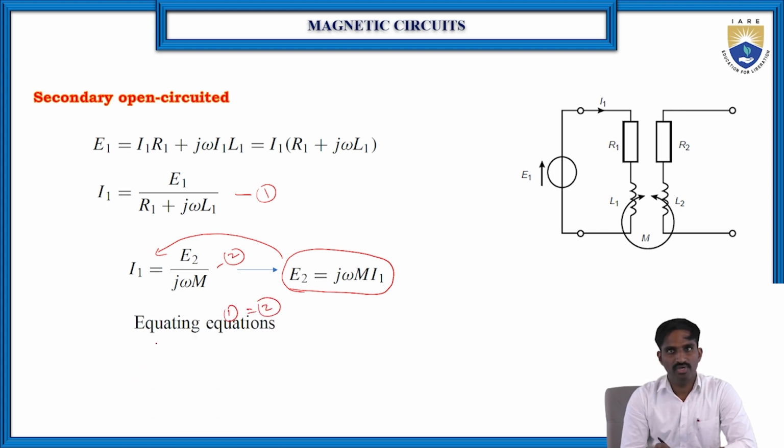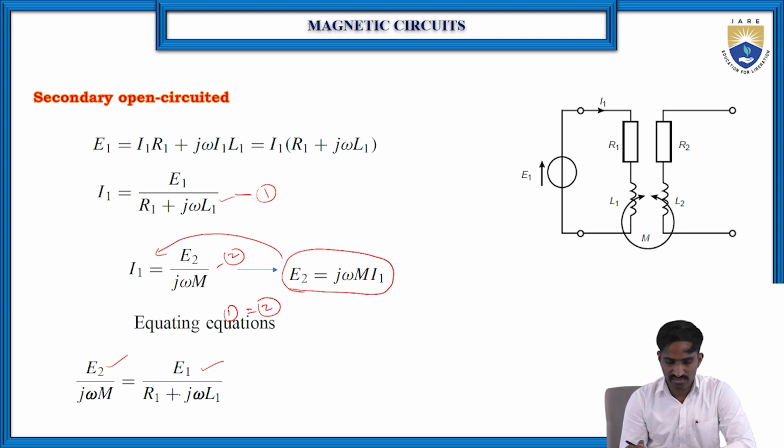So here, by equating these two equations, from equation 2 it is E2 by j omega M, and from equation 1 it is E1 by R1 plus j omega L2. So here we are going to find E2 in terms of the other parameters. Because here we don't know the mutual inductance. In the previous case we calculated E2 in terms of mutual inductance, but if you don't know the mutual inductance, how can you find the E2 value? That's why we are deriving this equation.